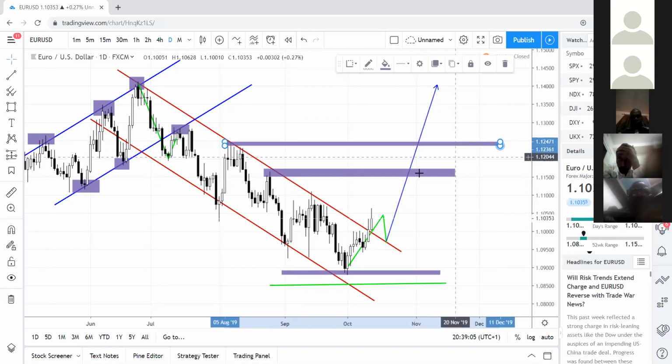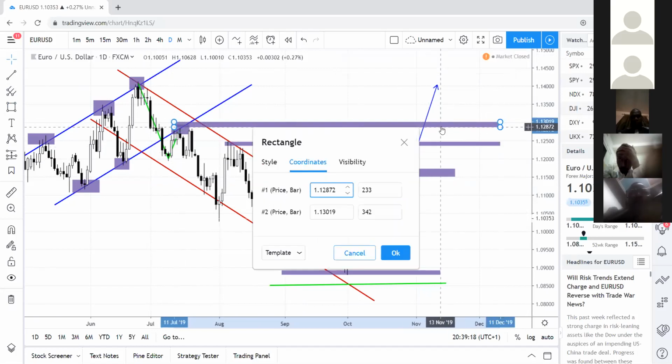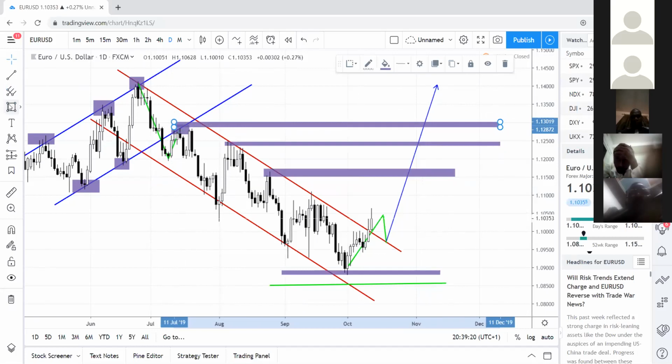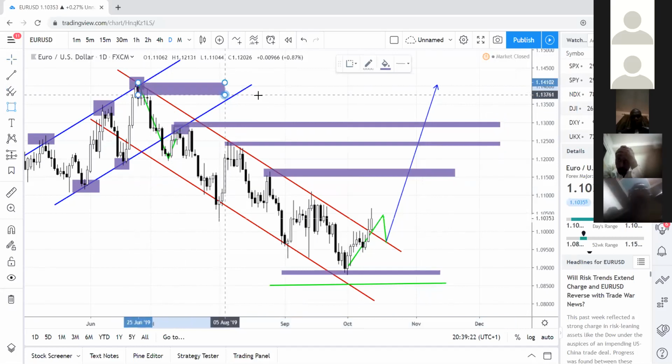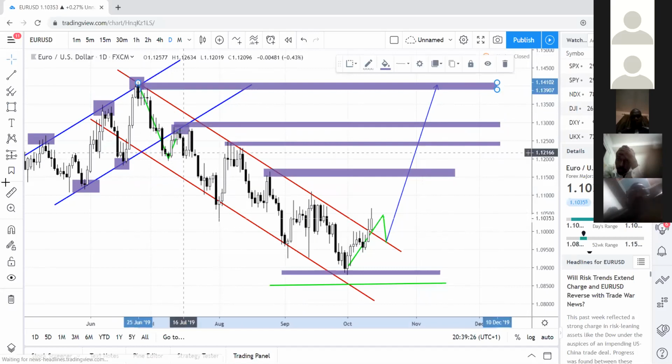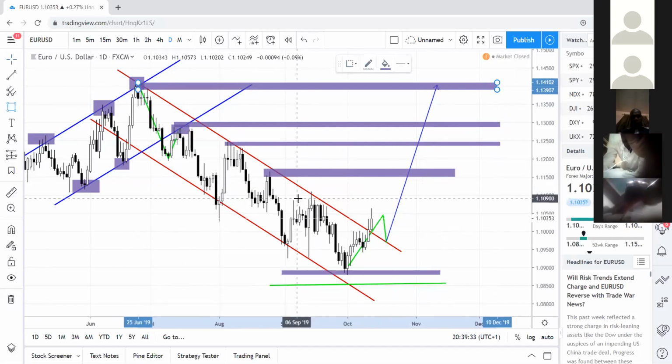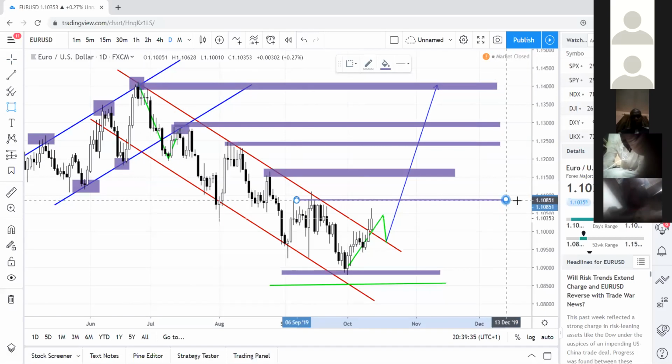If it breaks this point, you can buy again from here to here. If it breaks this point again, you enter again. Boom. From here to here. If it breaks again, what happens next? From here to here. Boom. That's all. It's as simple as that. It has already almost gotten to this resistance.